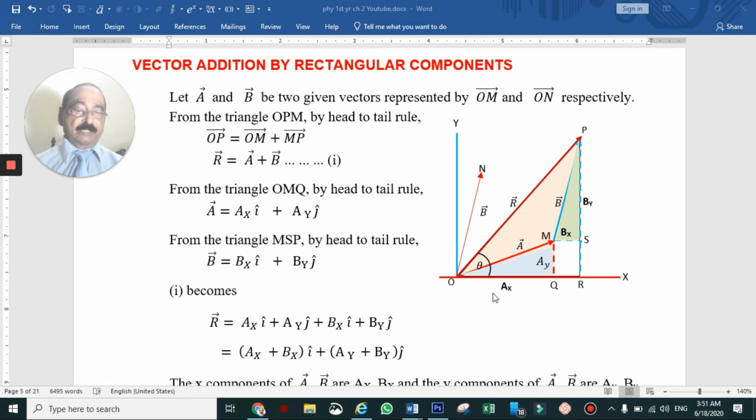OQ vector will become AX i hat. Similarly, QM vector will become AY j hat. Do make the vectors.